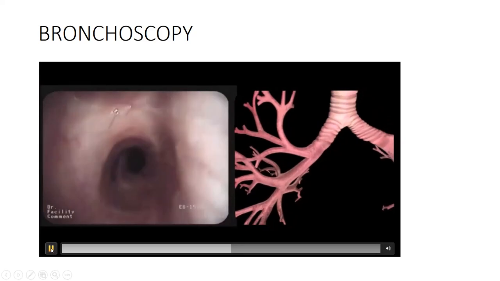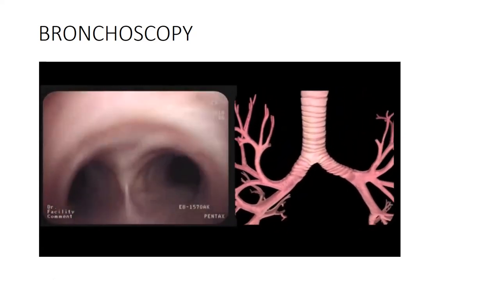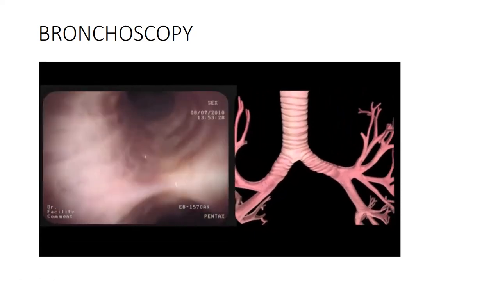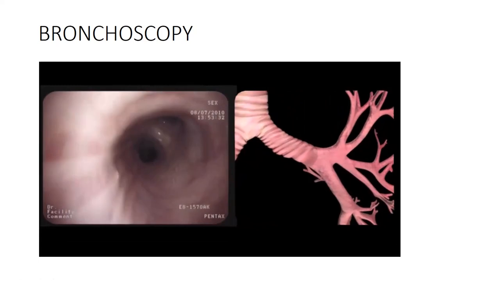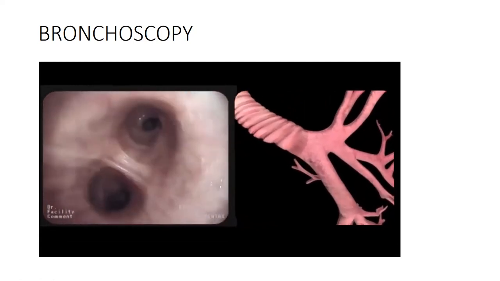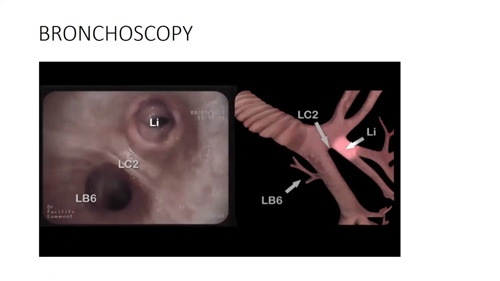The bronchoscope is then slowly retracted up to the level of the main carina. After rotating 90 degrees counterclockwise, we enter the left main bronchus, which is significantly longer than the right main bronchus. At the end of the left main bronchus, we can identify the orifice of the lingula, the left carina 2, which separates the upper and lower lobe, and the apical segment, or LB6, of the lower lobe.